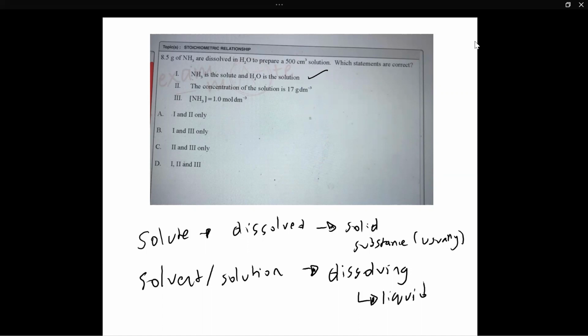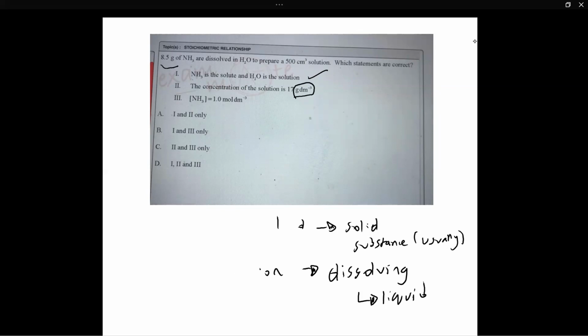What about statement 2? Is 2 correct? Statement 2 says the concentration of the solution is 17 grams per decimeter cubed. Now, how do we determine the concentration of a solution? Well, the first clue that they have given you is the units: grams per decimeter cubed. And we know how many grams of NH3 we have. We have 8.5 grams of NH3.